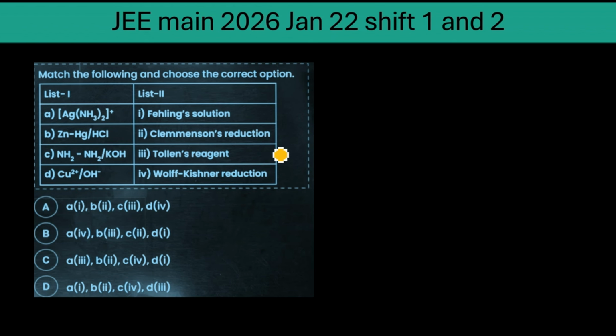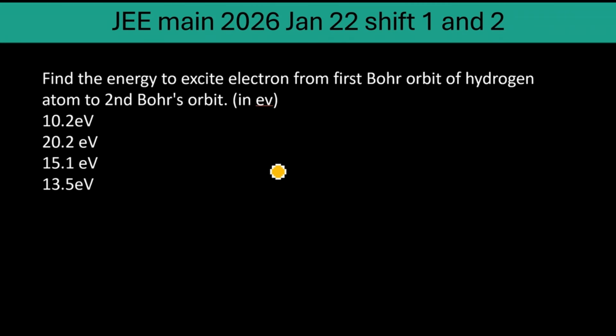Then match the following and choose the correct option: Fehling solution, Clemmensen reduction, Tollens reagent, Wolff-Kishner. This you can do very fast, right? So the silver ammonia complex is Tollens reagent, zinc amalgam is Clemmensen, hydrazine with KOH is Wolff-Kishner, and Fehling solution is copper sulfate.